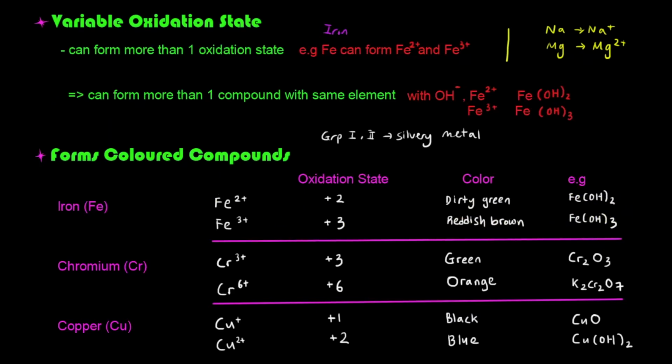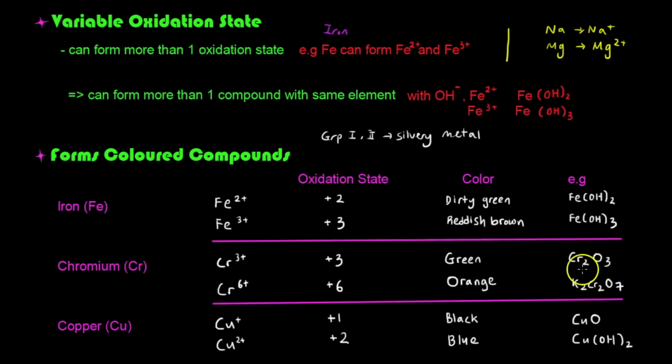Next, we'll talk about chromium. Chromium can actually form 3+ and 6+, which in the case of oxidation state is +3 and +6. This is very important. Don't confuse 3+ with +3. It depends on what you're looking at. If it's attached to an element symbol, it has to be number first, then plus. If it's just asking you to state the oxidation state, it's plus then the number. Hopefully that's clear. So Cr3+ has an oxidation state of +3 and is green in color.